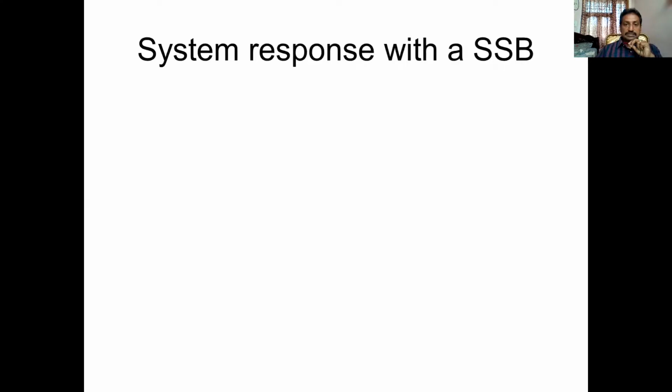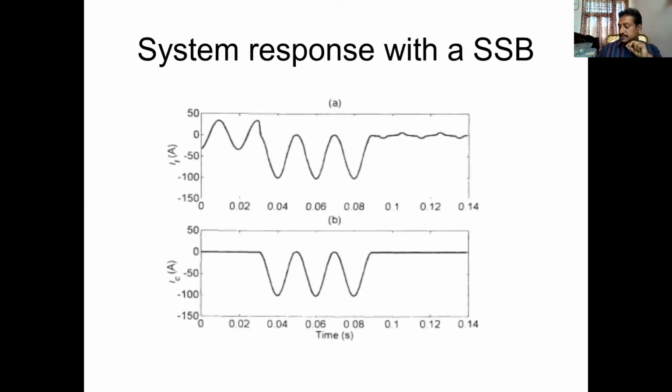So this is about the system response. See how this system responds. What is the meaning of the system response? The fault current clearance time is chosen arbitrarily in this figure. It also demonstrates the operating principle of the device.